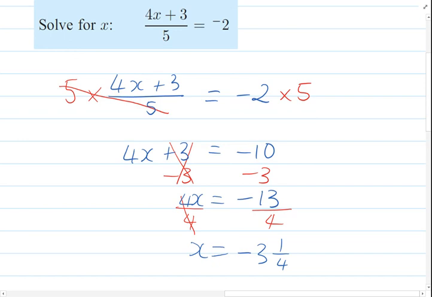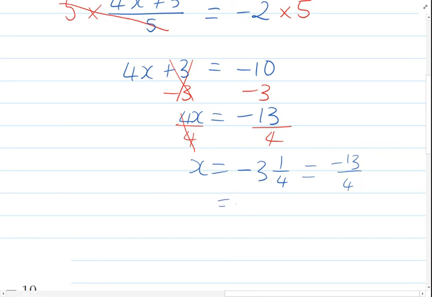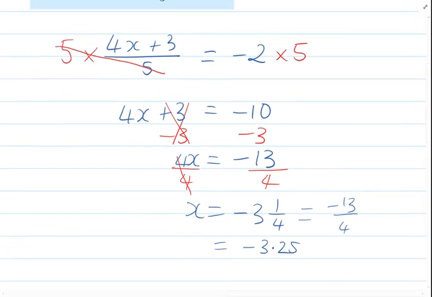So negative 3 over 4, negative 3 1/4 is acceptable. Also, negative 13 over 4 is acceptable as well because it's fully simplified, or you can even have negative 3.25 and that would be acceptable too.